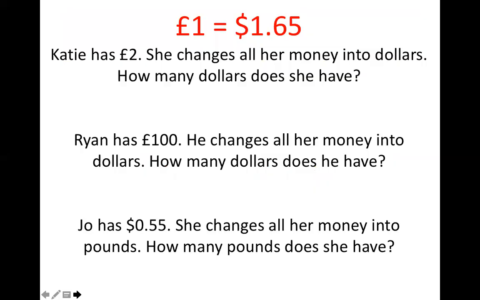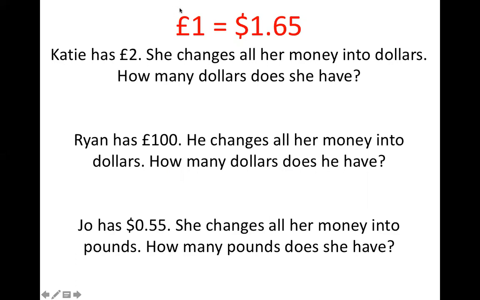Okay, let's look at this. Katie has 2 pounds. She changes all her money into dollars. And we know that 1 pound is $1.65. So if she has 2 pounds, how many dollars does she have? You have to tell me what you're doing. Don't give me answer. 1.65 times 2. So how much do you get? $3.30. Yes.